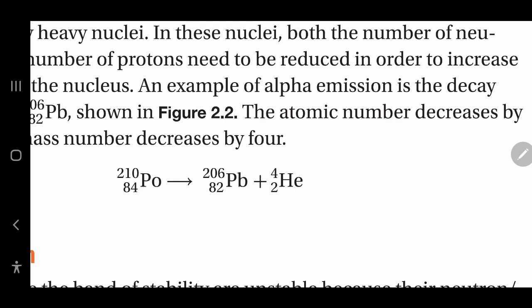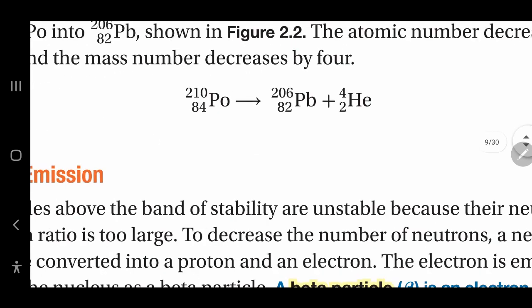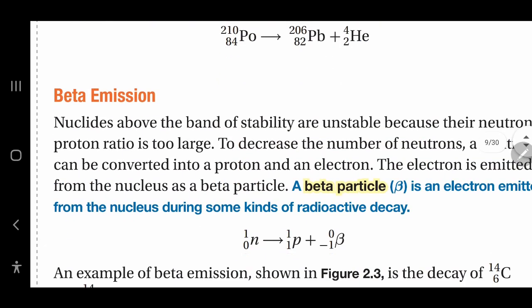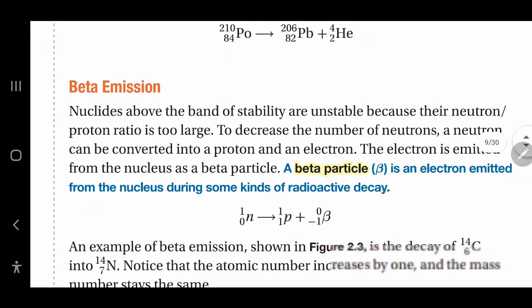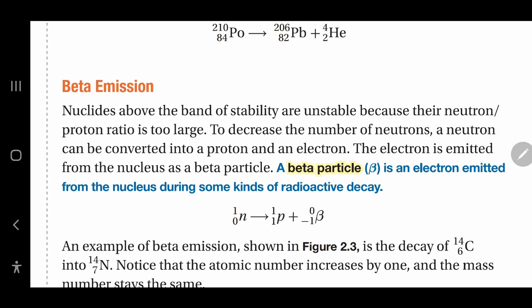Beta emission. Beta emission is an electron emitted from the nucleus during some kind of radioactive decay. And actually, you can ask the following question: how will an electron be emitted from inside the nucleus? Because we don't have any electrons inside there. All we have inside is protons and neutrons.